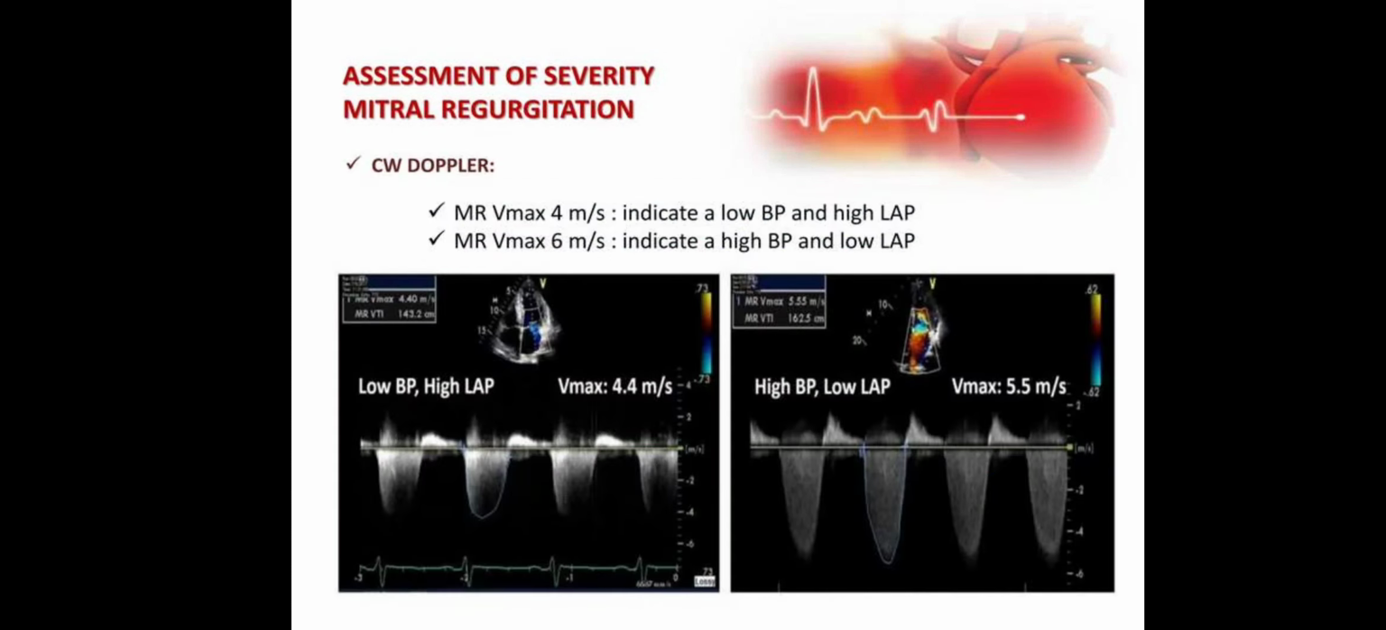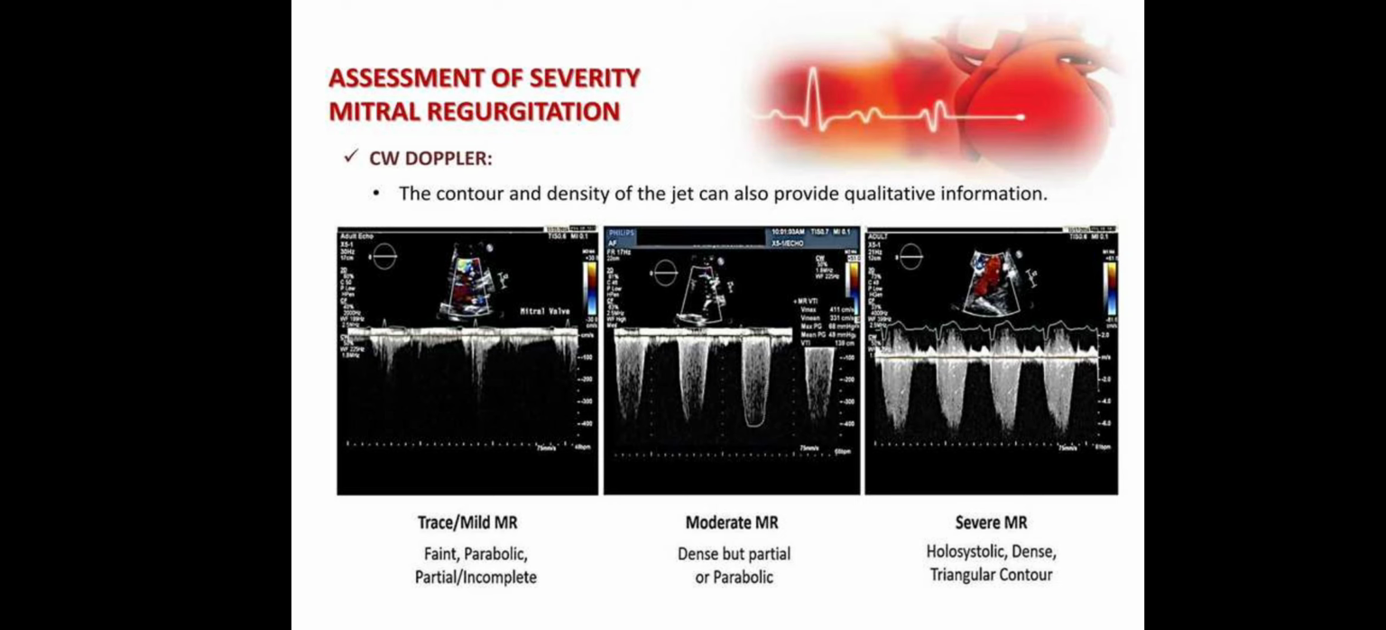Okay, then in continuous wave Doppler, an MR Vmax of 4 meters per second indicates a low BP and high LA pressure. An MR Vmax of 6 meters per second indicates a high BP and a low LA pressure. The quantity, the contour and the density of the jet can also provide qualitative information.